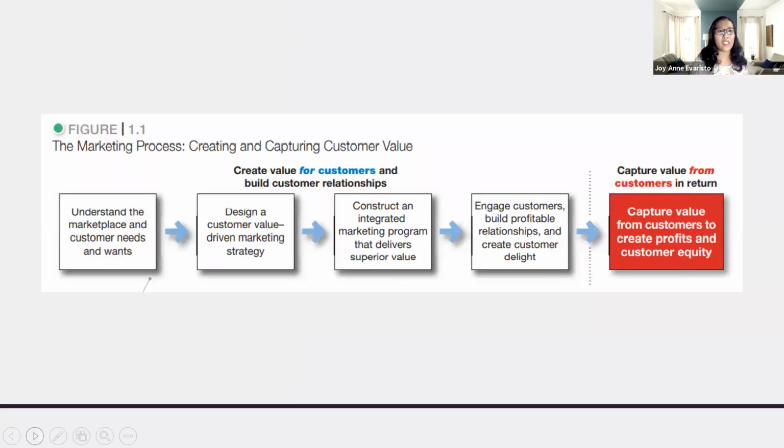Take a look at this figure. Figure 1.1 shows the summary of the marketing process. You will notice that there are actually 5 steps in the marketing process, and the first 4 steps are designed to create value for customers and build customer relationships, whereas the 5th step is designed to capture value from customers in return. These are the 2 aims of marketing. For this module, we will focus our discussion on the first three steps, and then I will give you an overview of the last two steps, steps 4 and 5.